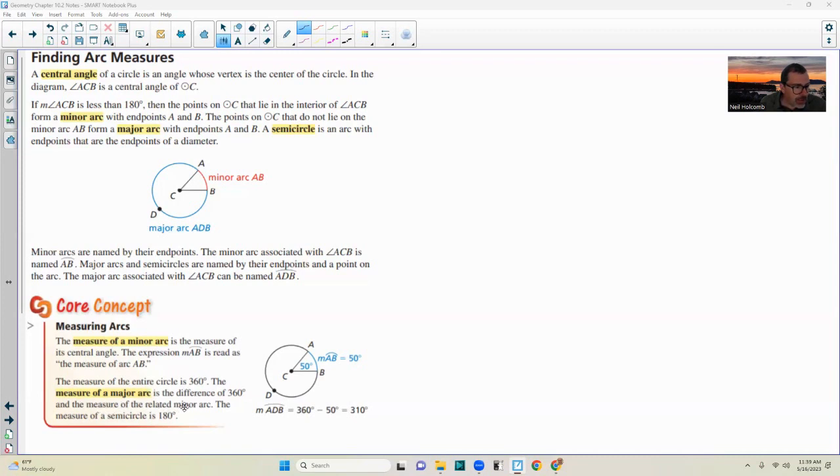The measure of the entire circle is 360. The measure of a major arc is the difference of 360 and the measure of its related minor arc. The measure of a semicircle is 180 degrees. Okay, so now I think we're ready for an example.